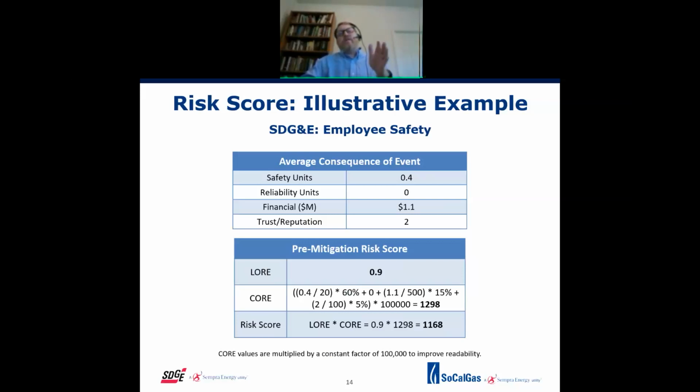Now, if you just stopped there, you would always get decimals. You'd get 0.0 something, because the way the core is derived, the worst case scenario for all attributes would get you a 1. That's just how the math is. And we didn't want to burden everybody with confusing small decimals. So we're multiplying it all by 100,000 to make it more readable. And when you do that, you get the core of 1,298. Then in the end, the risk score is simply the likelihood times the core. And that would be 0.9 from above and 1,298 from above, giving you 1,168.